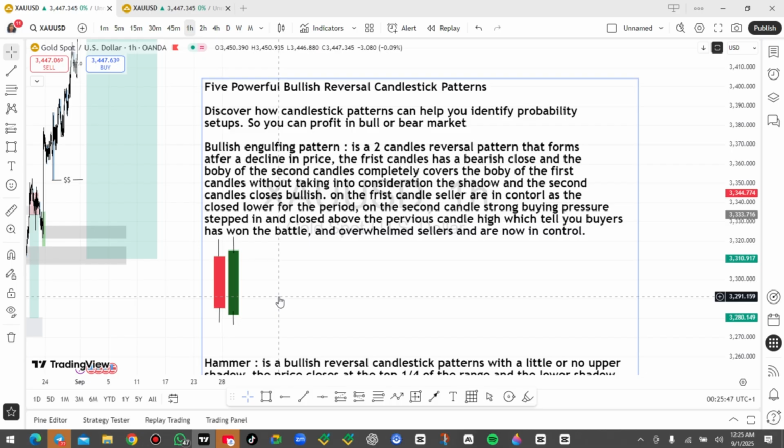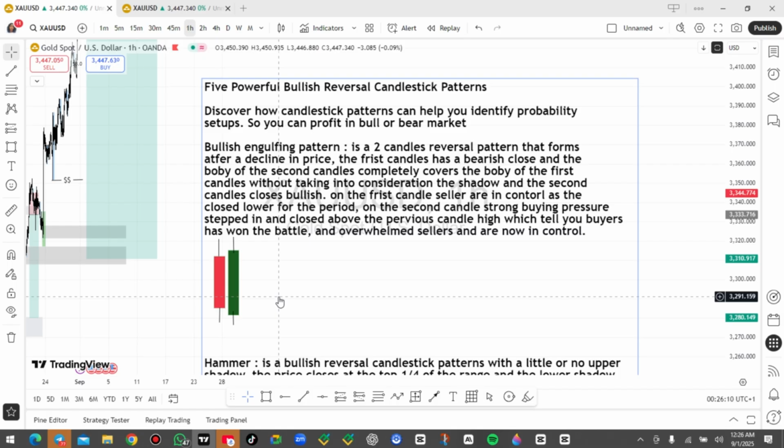And there's something we also call a continuation candlestick pattern. All these are things you will learn in this video, but we are taking it step by step so that we won't confuse you. We want to give you the best in this video. Whether you're a beginner, an intermediate, or an advanced trader, candlesticks are very necessary.